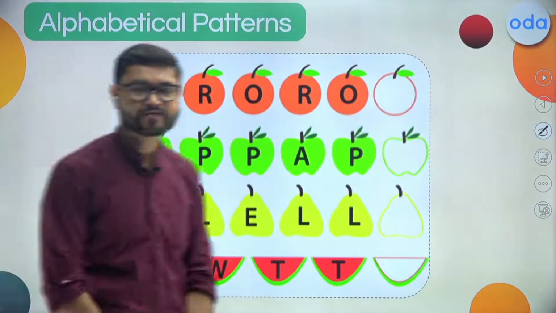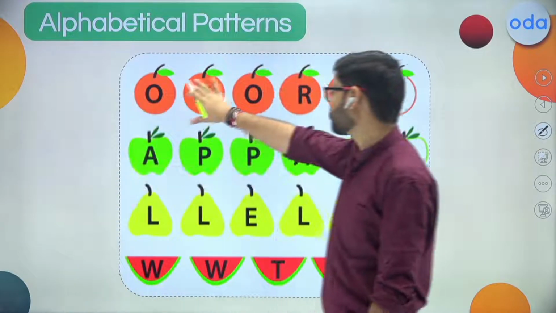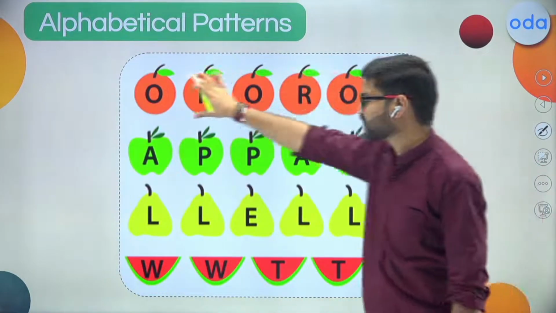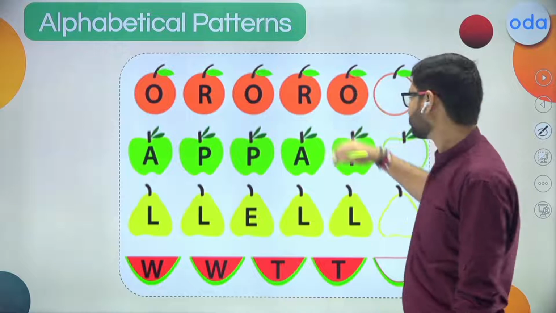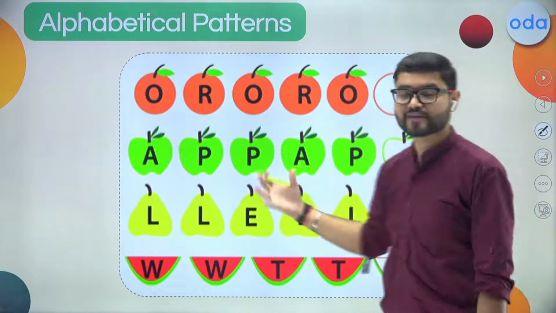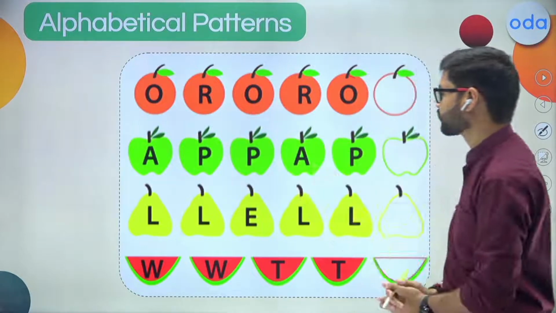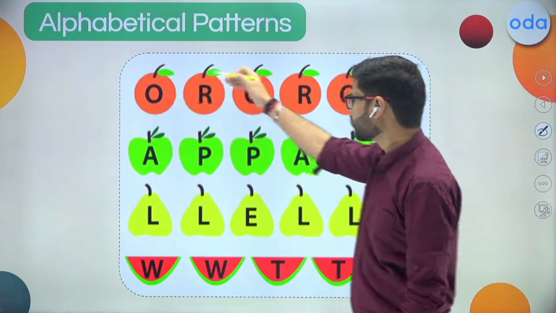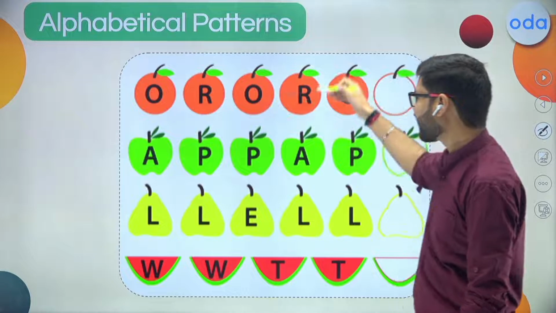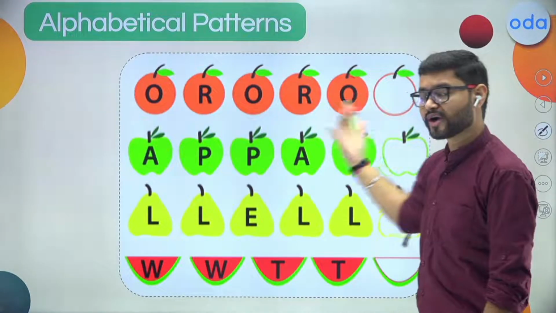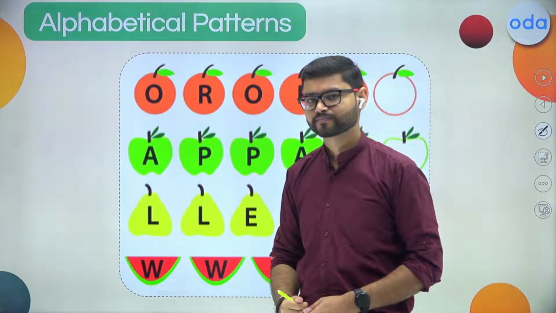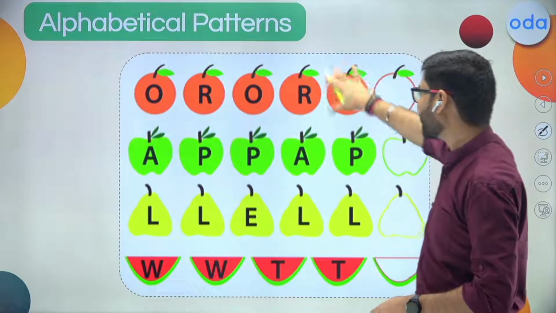So what is an alphabetical pattern? Over here we have some letters, and either they are repeating or they are growing. Only two options are there. Let's have a look at this one. We have O, R, O, R, O. Can you tell me what will come next?